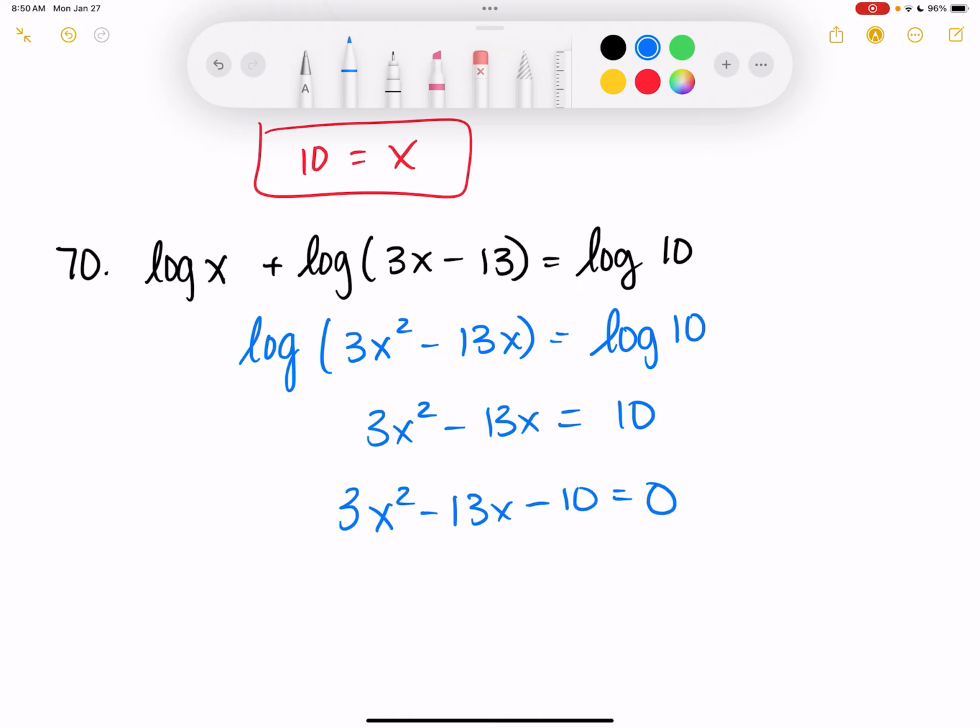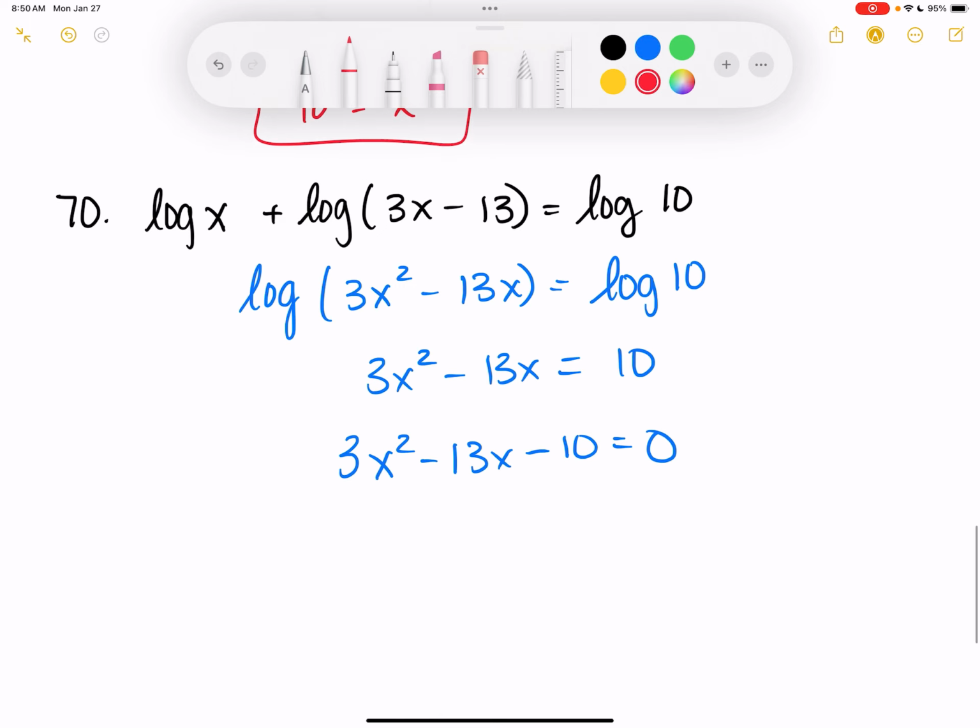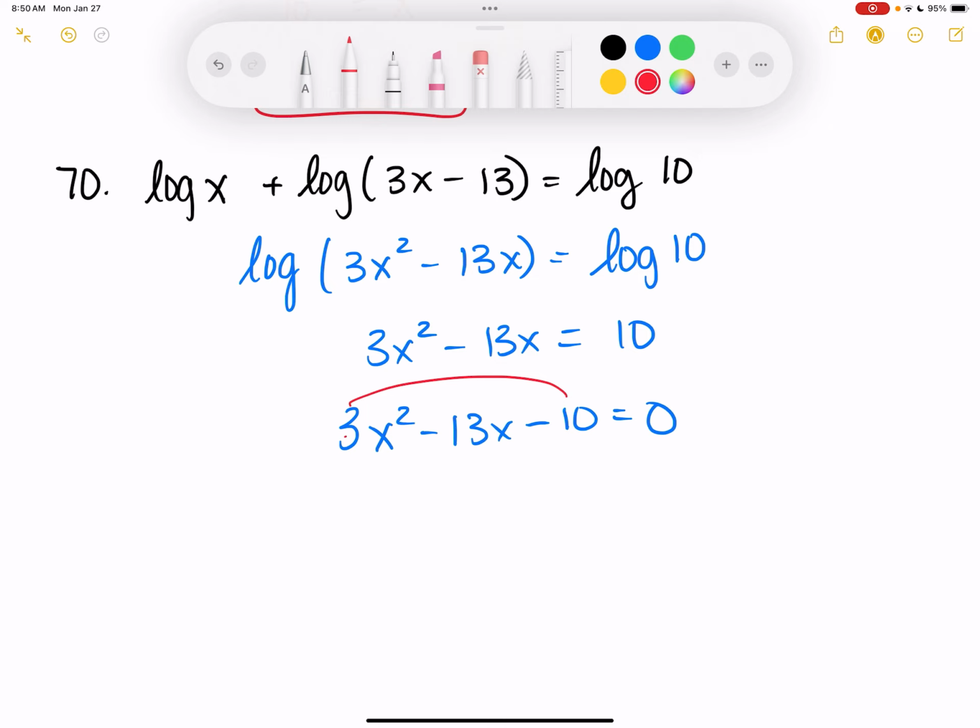And then I need to factor this to solve. So I need factors of negative 30 that add up to give me negative 13. What might that be? Negative 15 and 2. Yep, negative 15 and 2. At my first glance, I was like, oh, it's going to be 3 and 10, and they're both going to be negative. And then I was like, oh, that's not possible. Sometimes they're nice like that, but not always.